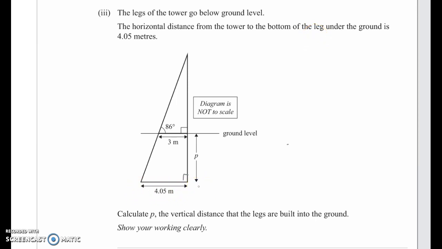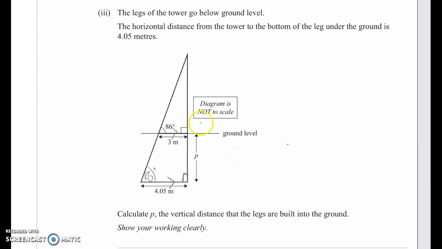Now, they've been a bit tricksy. They've told us that the horizontal distance here is 4.05, and we know that the horizontal distance at ground level is 3 meters. So if they're both horizontal distances, that's actually their very tricksy way of telling me that those two are parallel. So I therefore know that that is a right angle. And obviously that is going to be 86 degrees because of corresponding angles equal, parallel lines.